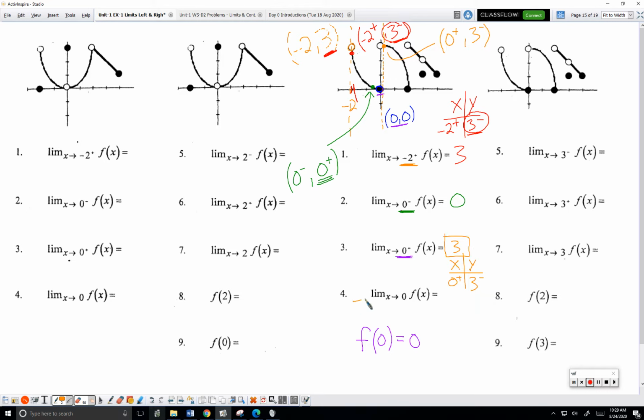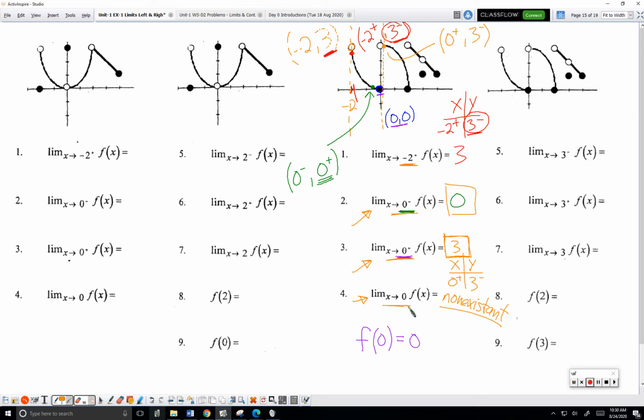To find the overall limit as x approaches 0 exactly, don't look at the graph. The value of the left-hand limit is 0. The value of the right-hand limit is 3. Therefore, the value of the overall limit is non-existent, or D and E. Because the left-hand limit and the right-hand limit are not the same, the overall limit does not exist.